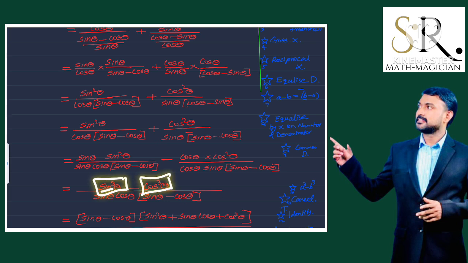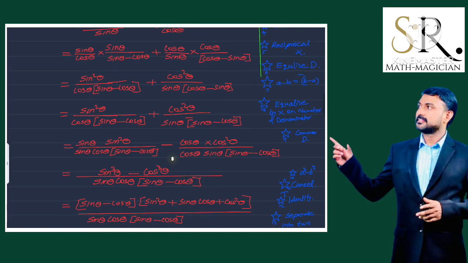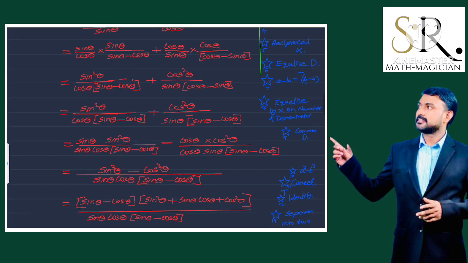Instead of a, sine is coming. Instead of b, cos is coming. So a minus b means sin theta minus cos theta. A square means sin square theta. AB means sin theta cos theta. B square means cos square theta. This is the expansion of sin cube theta minus cos cube theta, which is in the form a cube minus b cube. Yes.